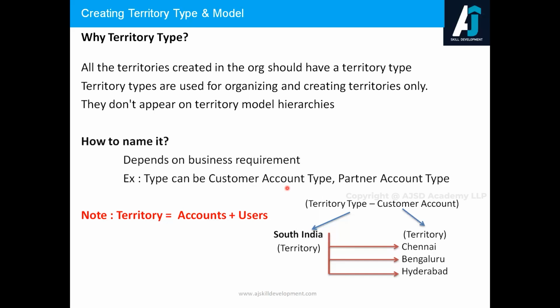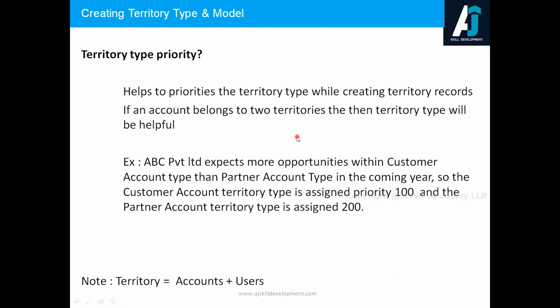What is the use of a territory type? It is simply used to create a territory, right? It is used to group the territories. That's it. Okay, fine. So when you are trying to create a territory, the territory type has an attribute called territory type priority. What is the meaning of territory type priority? From the name itself, you can easily identify priority, in the sense maybe this attribute might be used to prioritize assigning, right? So that's what territory type priority helps to prioritize the territory type while creating territory records.